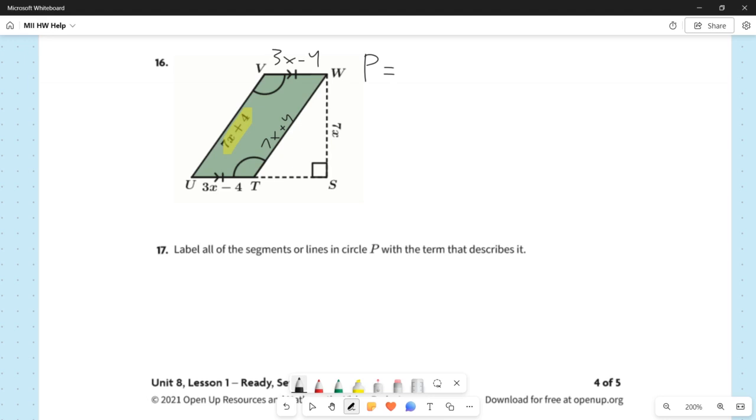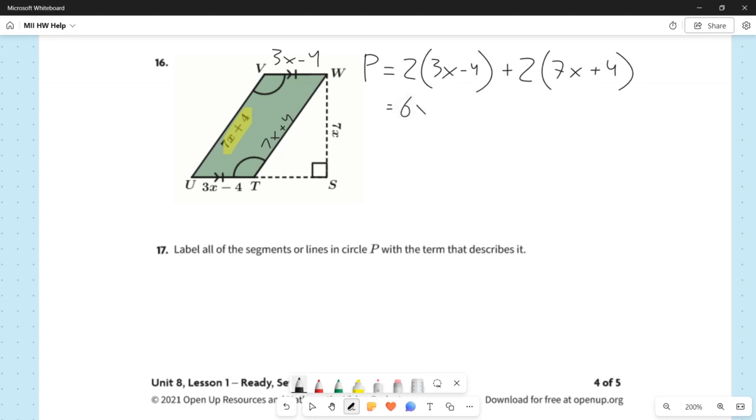So for the perimeter of a parallelogram, we have two sides that are 3x minus 4, and we have two sides that are 7x plus 4. And now we just need to simplify this.